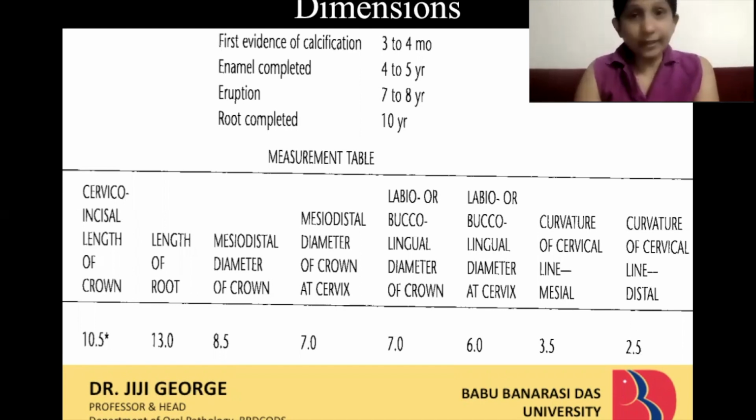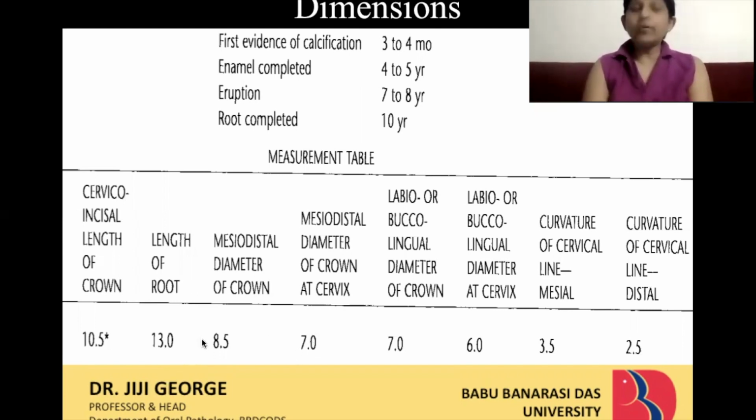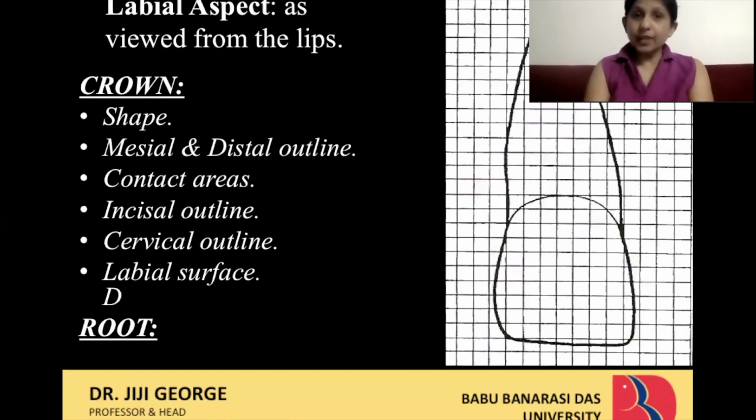In root canal treatments, the length of the roots and the anatomy of the tooth are very important, which is why we make use of all these dimensions. You can see that the mesiodistal diameter of the crown is 8.5 at the cervix. At the cervix, it is 7, and otherwise the mesiodistal diameter of the crown is 8.5, which is the maximum amongst all the other anterior permanent teeth.